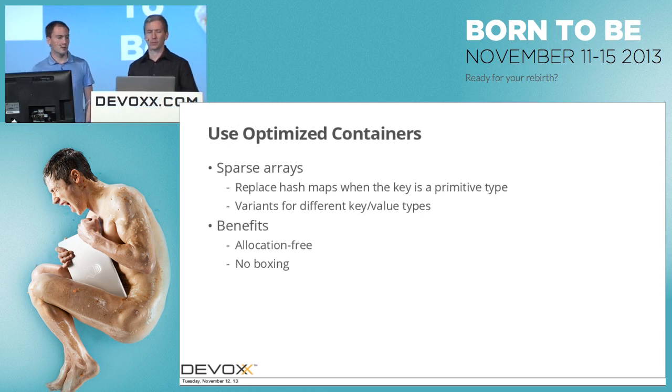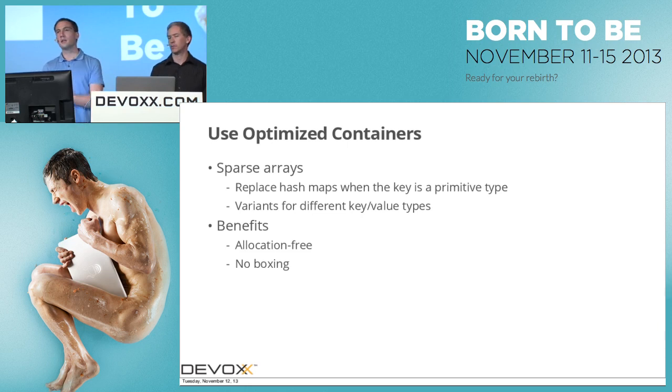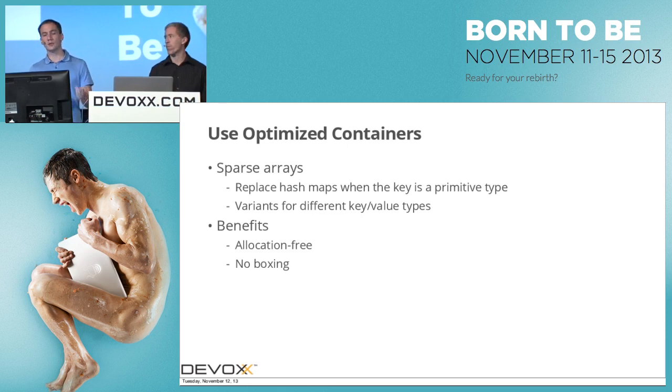So to help you optimize your applications for memory, we offer a set of optimized containers. We have two types of containers. The first one is called sparse arrays, and they basically can replace hash maps when the key has to be a primitive type. So instead of using a hash map of capital I Integers, you can use sparse arrays. And we have different variants depending on the type of the key and the type of the value that you want to use.